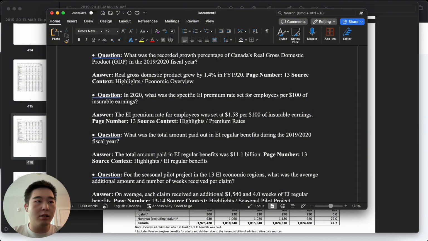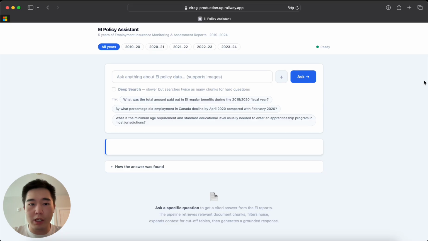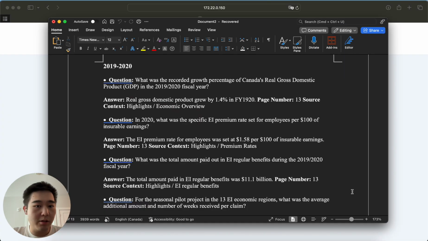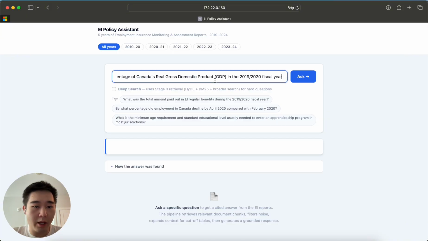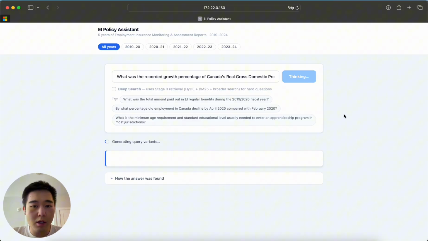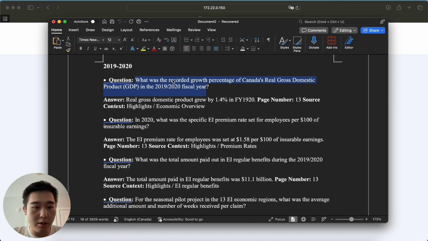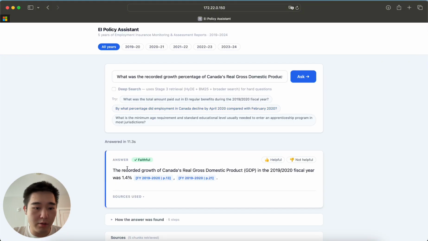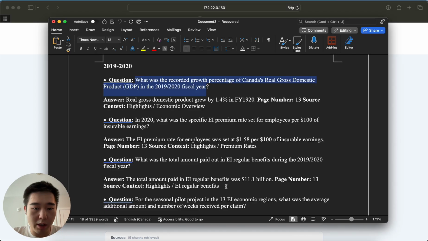So let's look at the front page again, and then we'll give it a few questions here. Let's start by inputting some questions and see how well it answers. This is running on my local computer, so it usually takes around 10 to 20 seconds. For the first question, we're looking for 1.4 in the fiscal year of 2019. Let's see what it got. Okay, it got 1.4 here, so it got the answer correct.